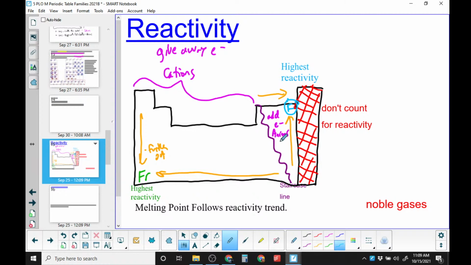If these are trying to add electrons, then going, let's pick this way, since we just did it the other way, going that way, why is francium the most reactive element? If you're going to the right, why is it easier to add electrons? Why are they more reactive?